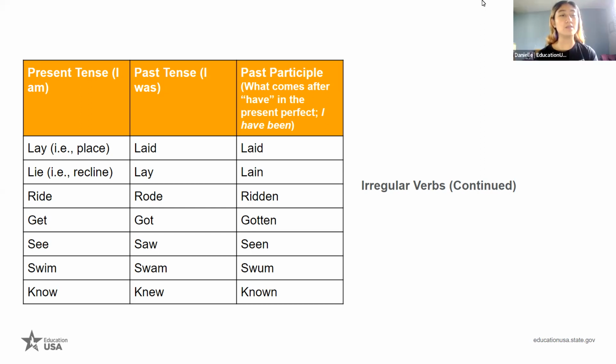Yeah, here are the other ones. So I ride, I rode, I have ridden a car. Okay. I was gonna say one that's not appropriate. Okay. I get milk. I got milk. I have gotten milk.